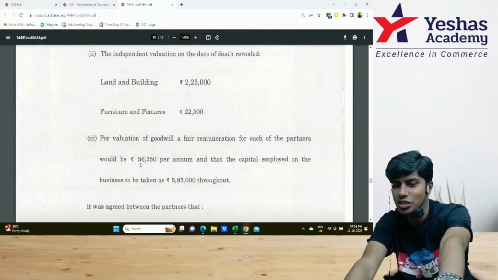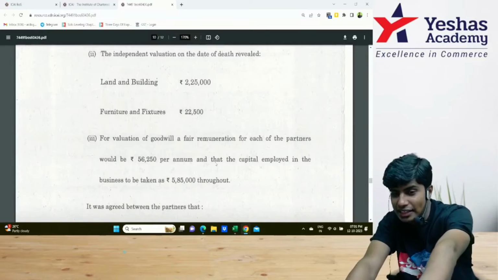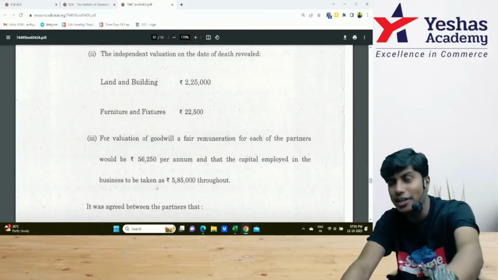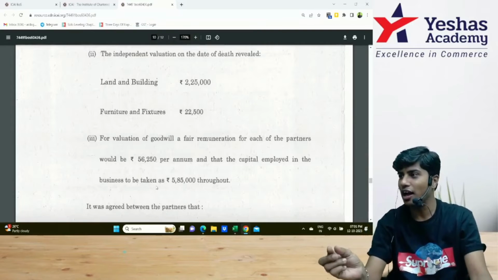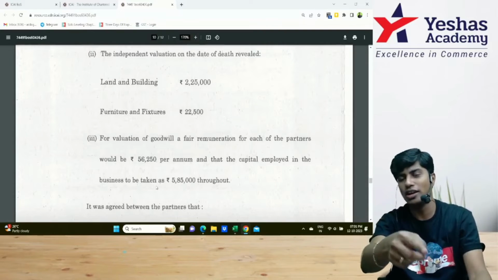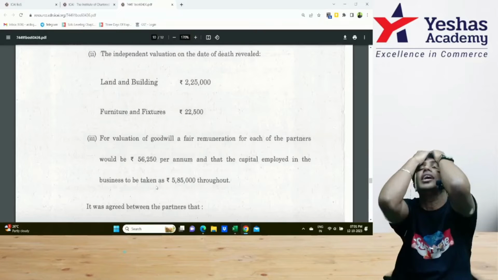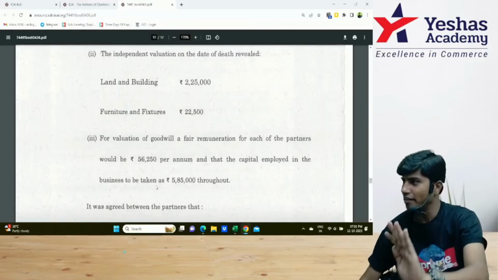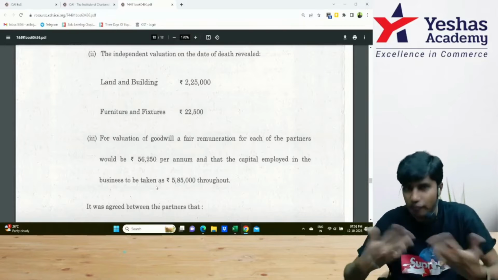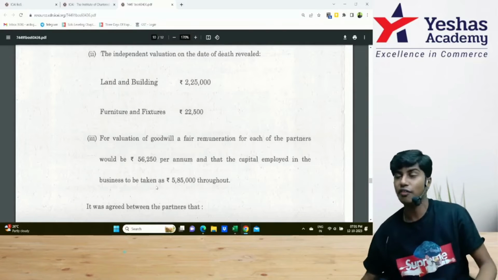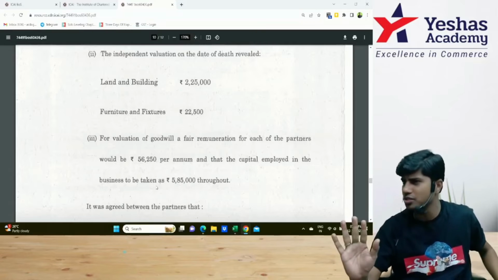Remuneration is 56,250 and the capital employed in the business is to be taken as 5,85,000. If you do a little bit of it earlier and take that, then later when you come to adjustment 3, you'll be wondering what to do now. So whatever is given, you write. Whatever is not given, you don't write. Whatever you have to write, write it at the end. First, when you're reading the question, write only what is given.